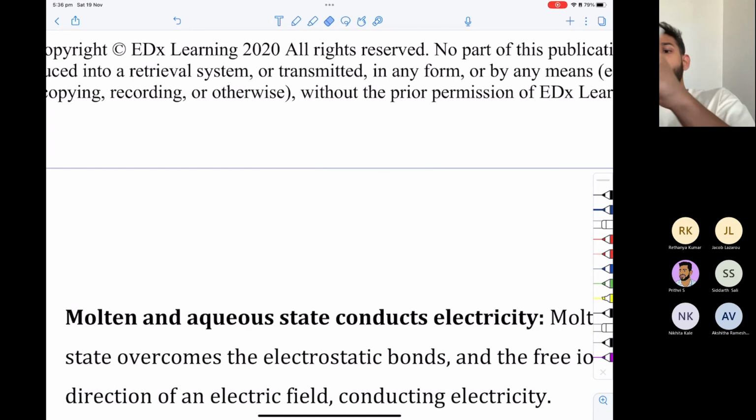Rithanya, on to you. What's another property? Are ionic compounds conductive or non-conductive? Rithanya? They are conductive? Rithanya, I want you to imagine that you're walking down the street and there's a puddle of salt water. There's a live electrical wire in that salt water. If you accidentally stepped in that puddle, would you be electrocuted? Yes or no? Yes. Okay.